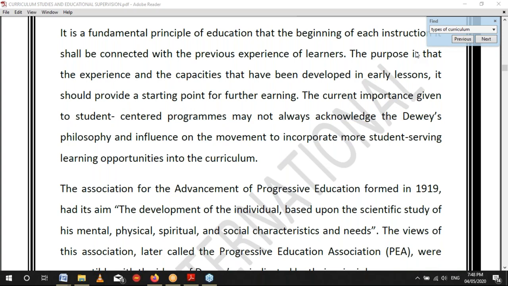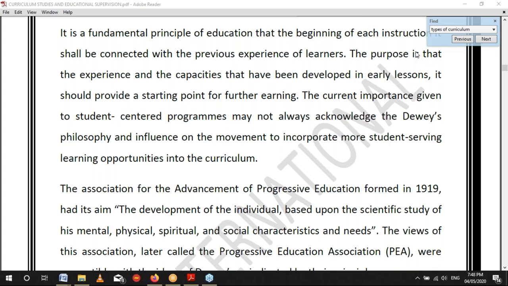Three, activities are planned cooperatively by the pupils and teacher. Four, the teacher assists the groups as a resource person. So the teacher moves around and guides the pupils and makes sure they achieve the learning at the end of the class.